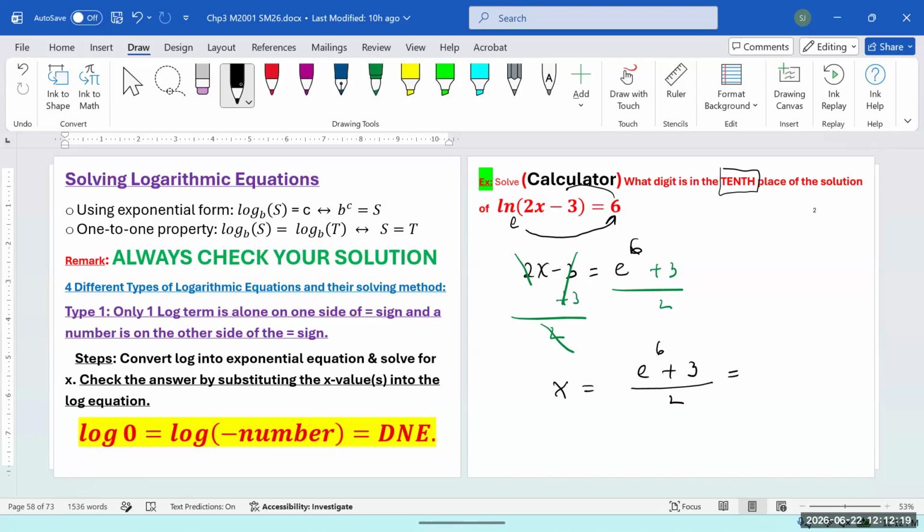Tenth means how many decimal places after the decimal? 1.